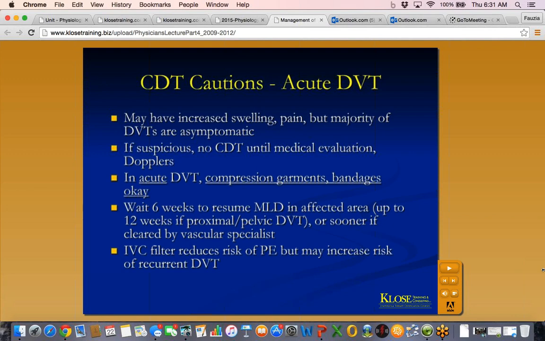So the thing you want to be careful with the DVTs is that they're not having a blockage that becomes a pulmonary embolus and goes up to their lungs.